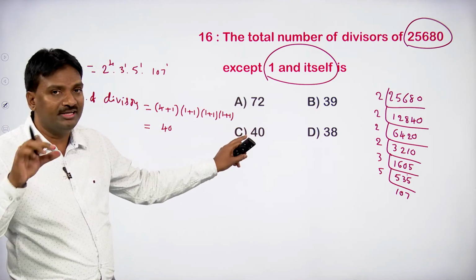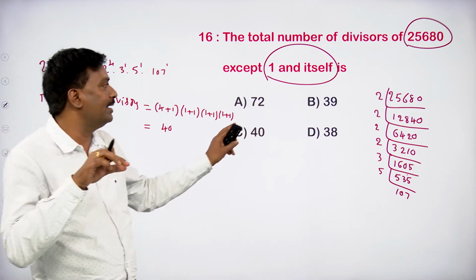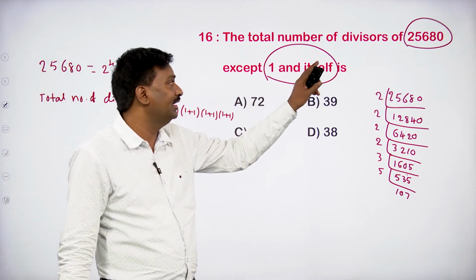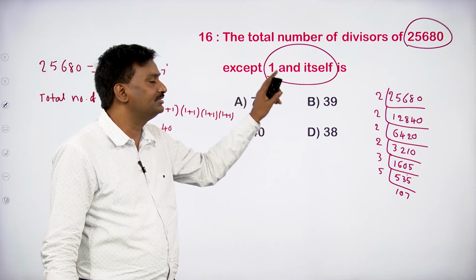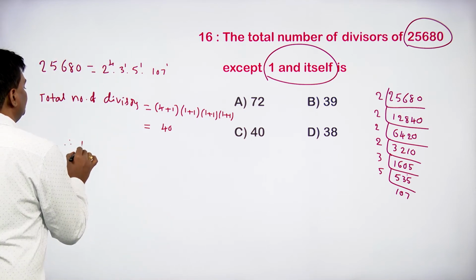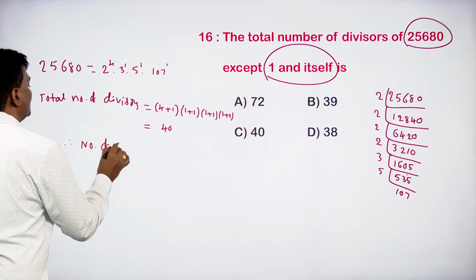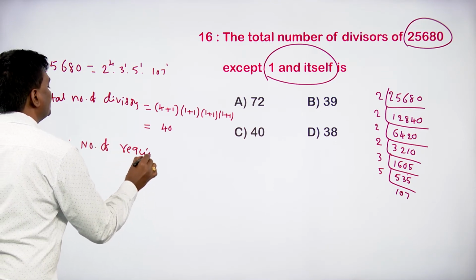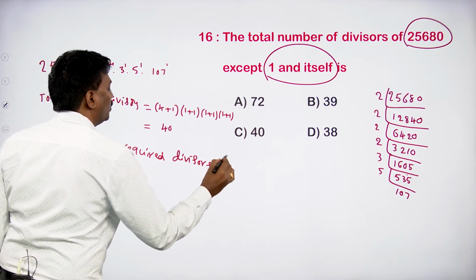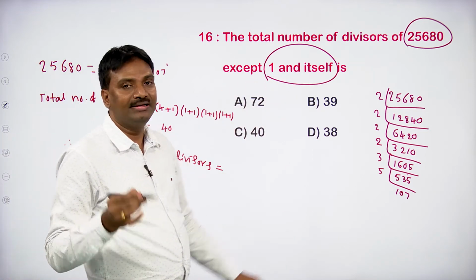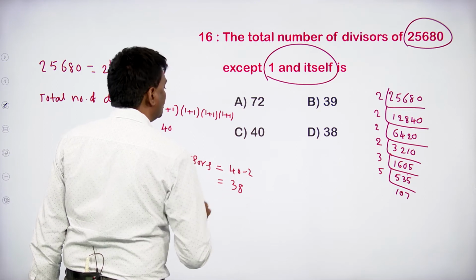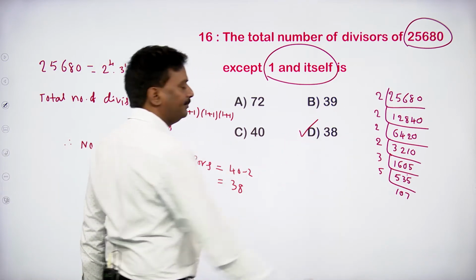According to the options we have 40 also, but this 40 is the total number of divisors. According to the problem we have to find the number of divisors of 25,680 except 1 and itself. Therefore, the number of required divisors is the total minus 2, excluding 1 and itself. So that is 40 minus 2, which equals 38. By observing the options we have option D.